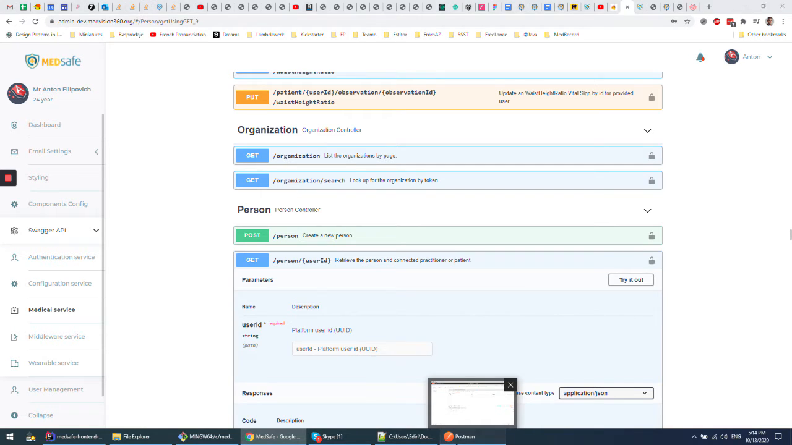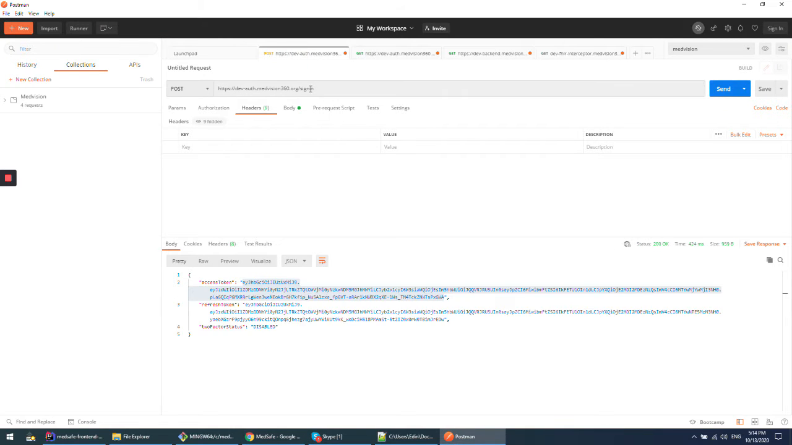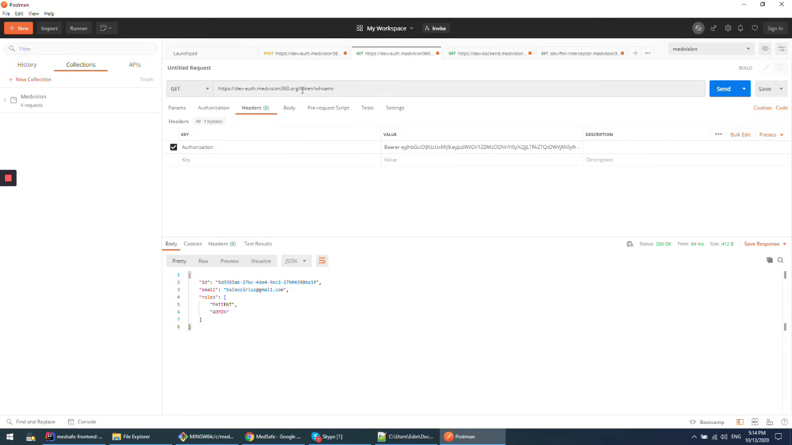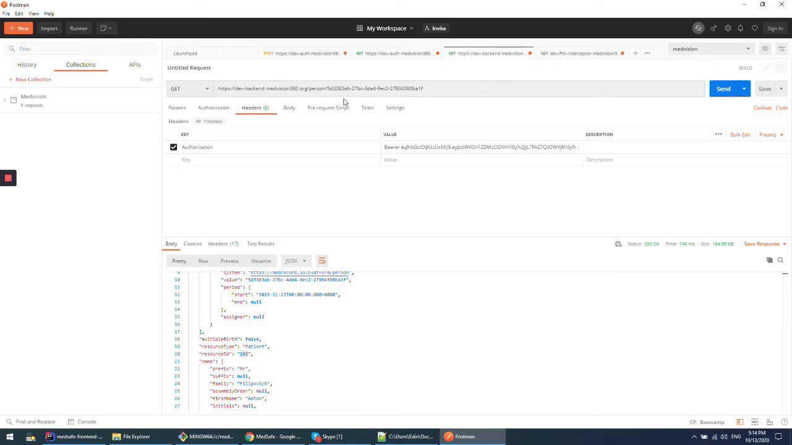One thing is the access token, which we get after successfully signing in. And the other thing is a user ID, which we get after targeting /token/whoami inside of the authentication service. With those two things, we can go ahead and target the endpoint from the medical service, but please bear in mind that the base URL differs for the authentication service and for the medical service.